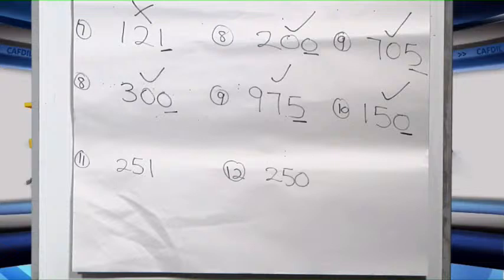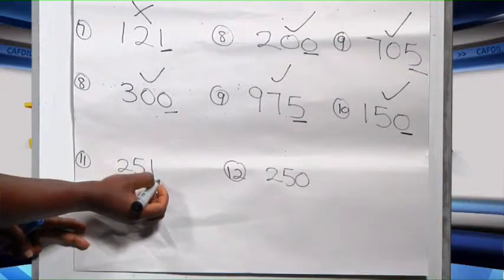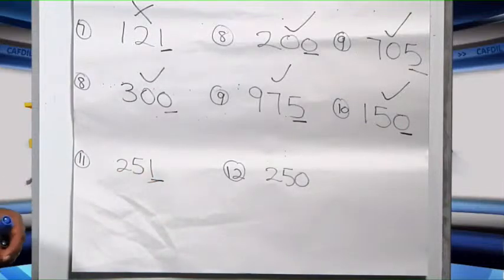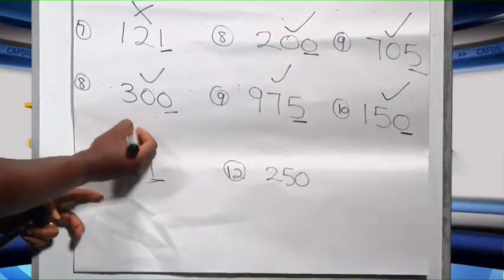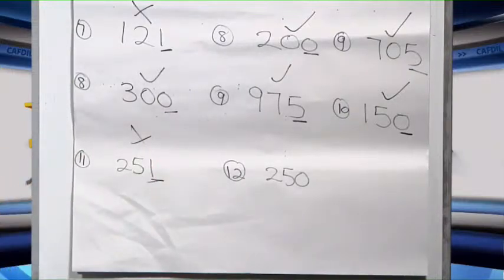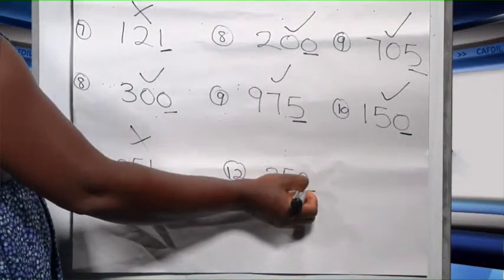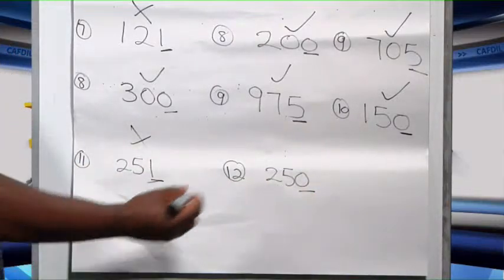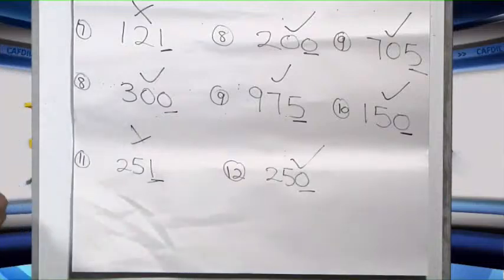Number 11. 251. If you follow the rule quickly, you will see that this number is not divisible by 5 because the last digit is 1. So it is not divisible by 5. 251 is not divisible by 5. What about 250? 250. The last digit is 0. So it is divisible by 5. Divisibility rule of 5.